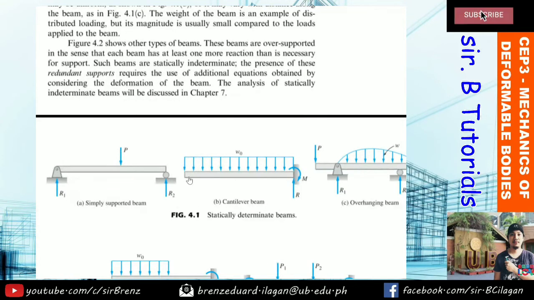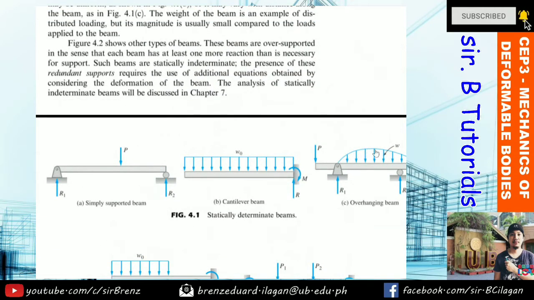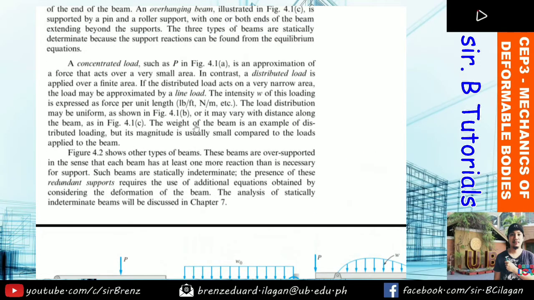So kapag sinabing uniform, ayan siya. So rectangular ang shape niya at a certain value which is omega sub O. So ito yung sinasabing uniform. And or it may vary with distance along the beam. So as shown in figure 4.1c. So it is varying. So coming from 0, it is increasing at a certain degree. So ayan. So that is considered to be non-uniform or varying along with the distance.